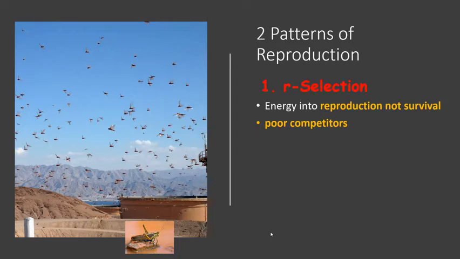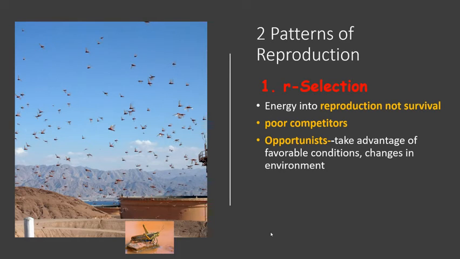R-selected species are poor competitors, right? They tend to just reproduce a lot, but then not compete well for resources. However, R-selected species can be opportunists. So when there are favorable conditions or changes in the environment, they're more likely to be able to reproduce a lot. And because of mutations within their genes, they are more likely to produce offspring that will survive in changed environmental conditions, as opposed to species that reproduce more slowly.